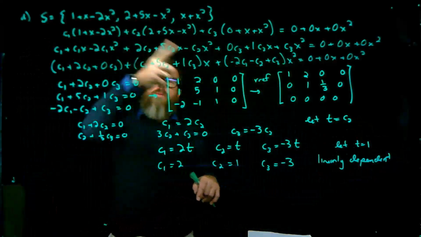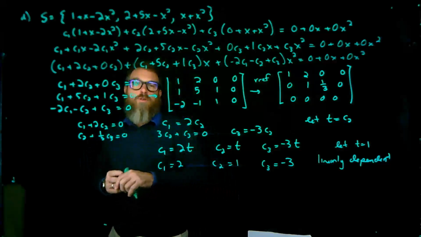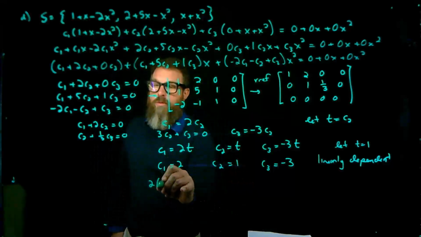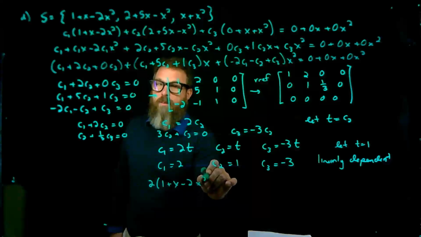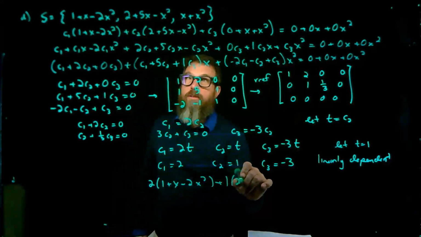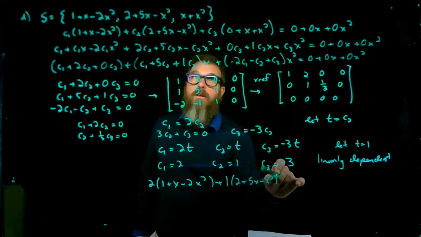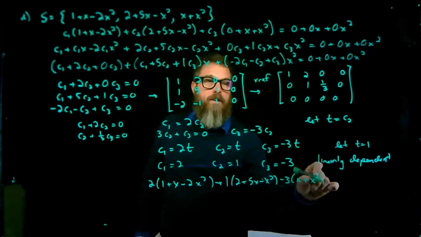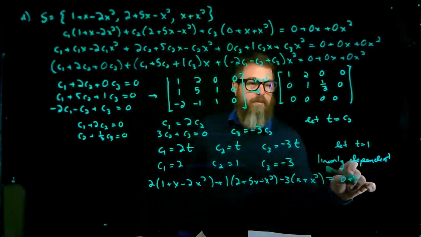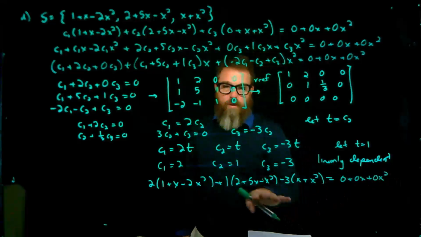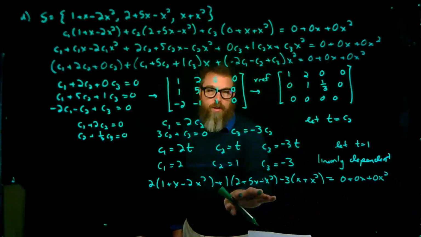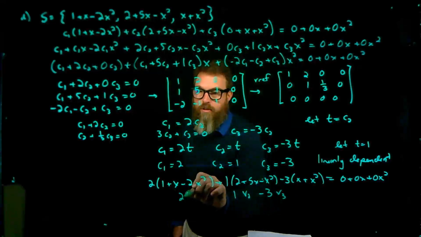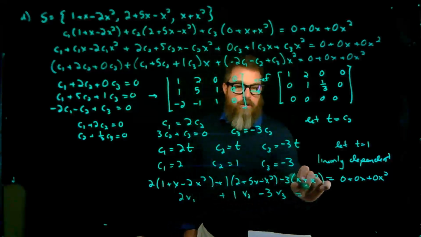Which basically says I can write one of these vectors in terms of the other two, and when you plug them in, it'd probably be easier to isolate the second one. So I can say 2 times the first one plus 1 times the second vector, minus 3 times the third vector is equal to the 0 vector. Or I can isolate this, this is V2. So I can say that this is 1V2 minus 3V3, plus 2V1, is equal to the 0 vector.